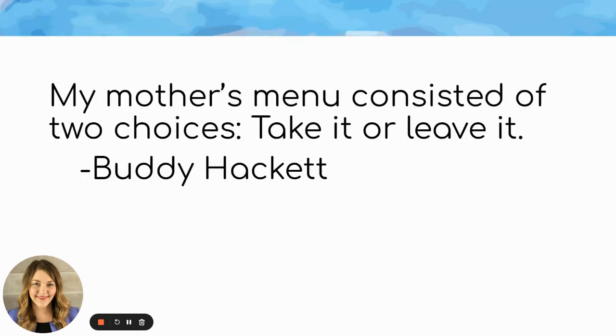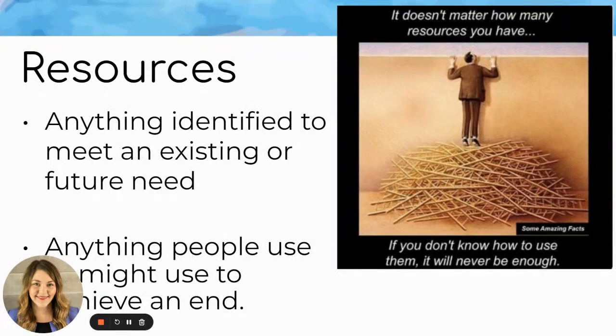So I don't know if any of you have ever heard this saying, but my mother's menu consisted of two choices, take it or leave it. That may be something you've been told before.